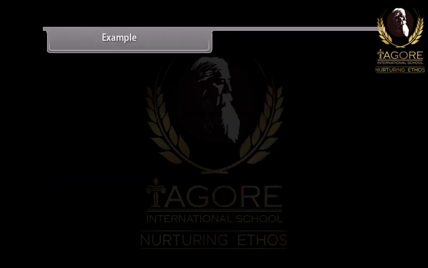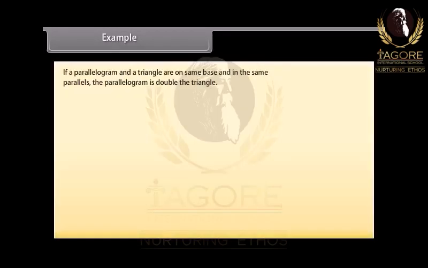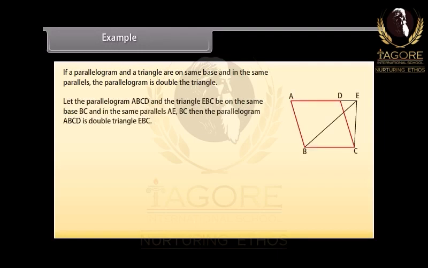Example. Let's prove an example now. If a parallelogram and a triangle are on the same base and in the same parallels, the parallelogram is double the triangle. Let the parallelogram ABCD and the triangle EBC be on the same base BC and in the same parallels AE and BC. Then the parallelogram ABCD is double the triangle EBC.